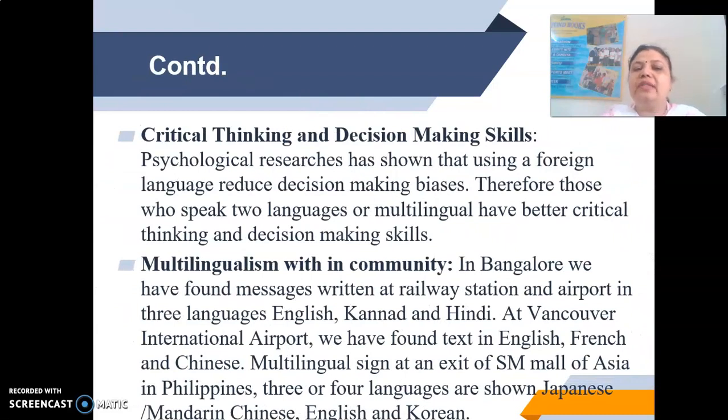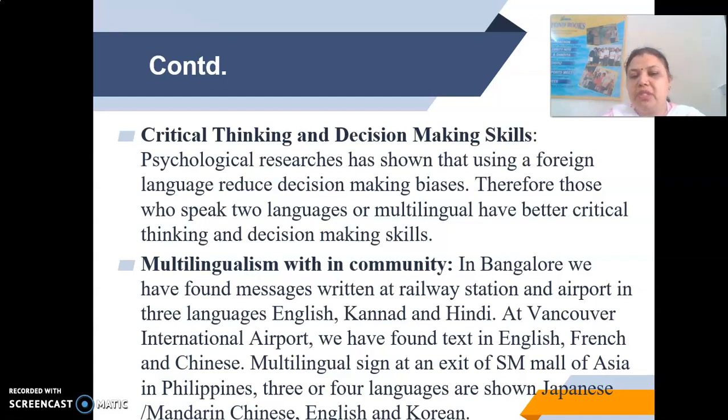Next is critical thinking and decision making skills. Psychological research has shown that using a foreign language reduces decision making biases. Therefore, those who speak two languages or are multilingual have better critical thinking and decision making skills.